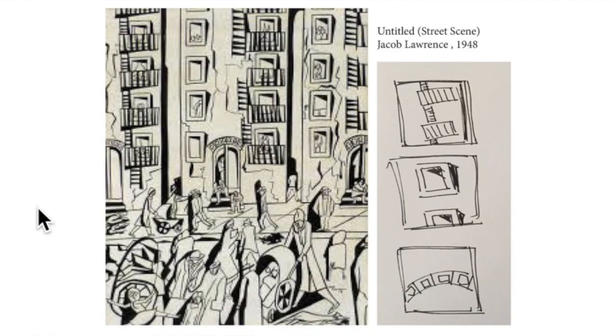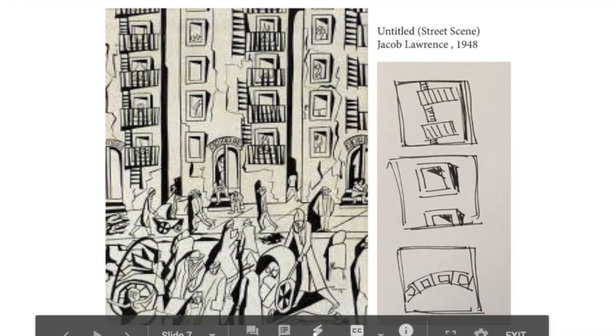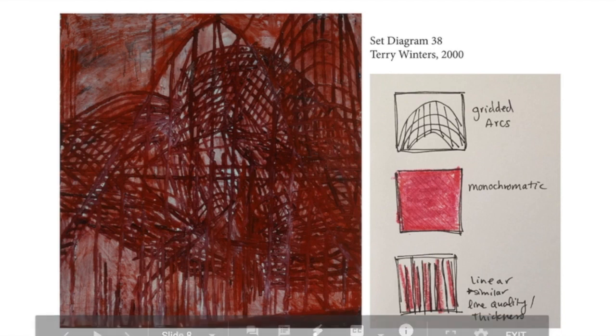A few more examples. So in this one from Jacob Lawrence, I am identifying some geometric shapes that I was drawn to. In this set diagram, I was looking at the gridded arcs, the fact that it's a very monochromatic, single kind of color scheme, and there's a lot of line qualities happening here.